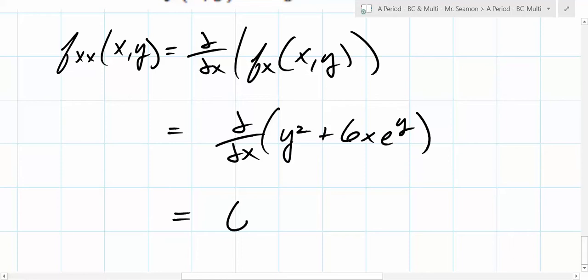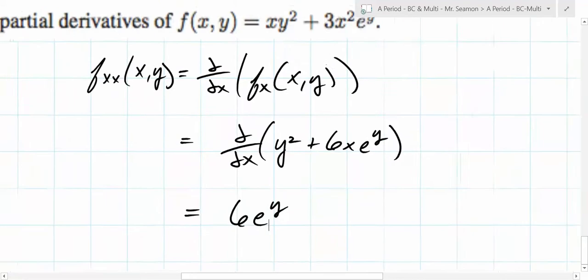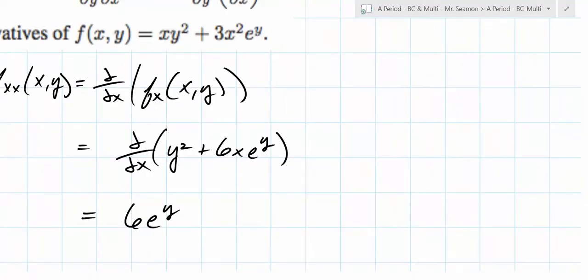6e to the y. 6e to the y. So that's one of the second order partial derivatives for this. Find me the other three. Got a few of these here.